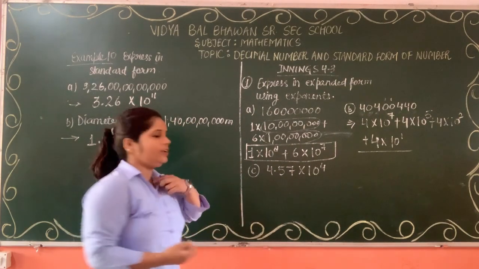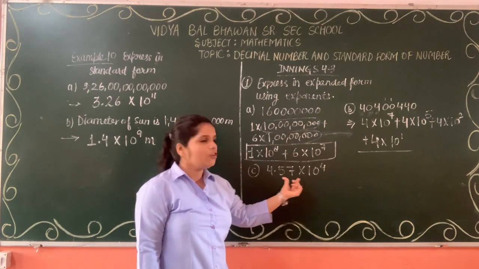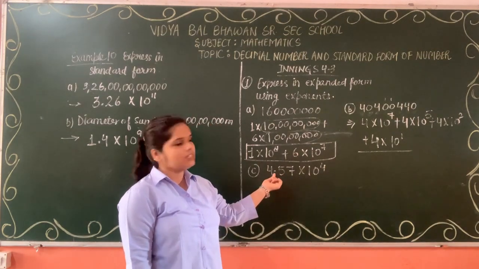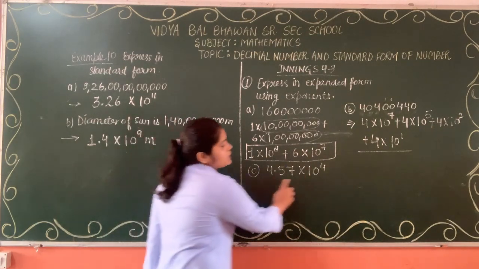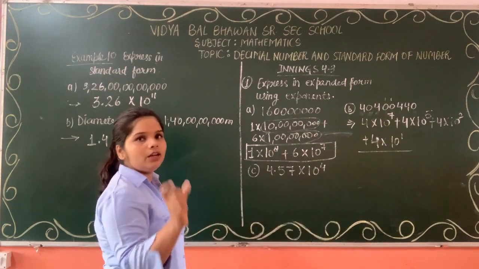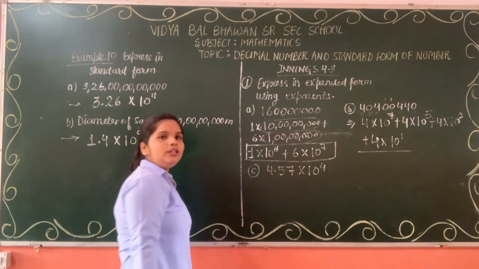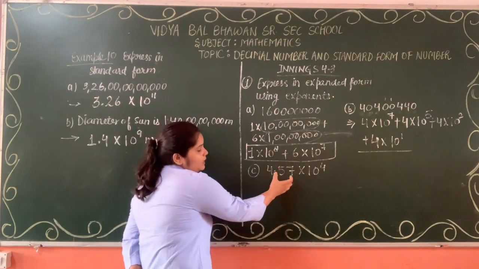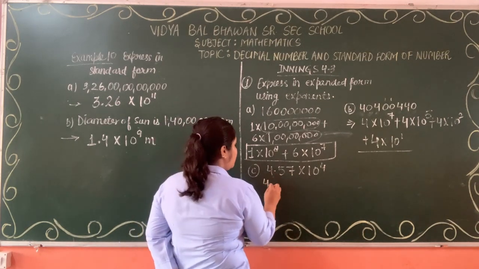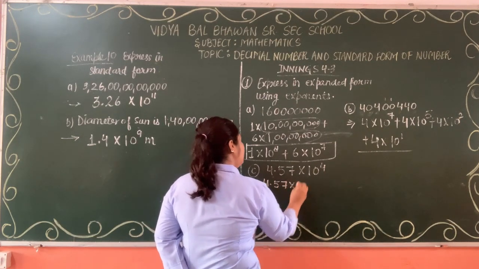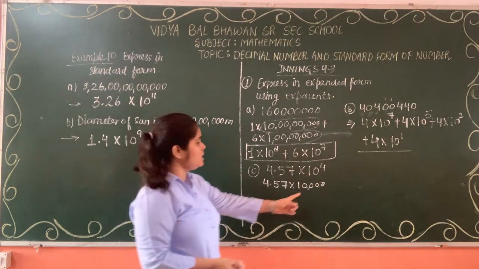Next one a little different. We are having a number which is written in standard form. You can see decimal is placed after first digit and it is multiplied by power of 10. So what we will do, we will change it into this simple number. How will you do? When you multiply this number with 10 raised to the power 4, that means it is like 4.57 multiplied by 10,000. 10 raised to the power 4 is 10,000.